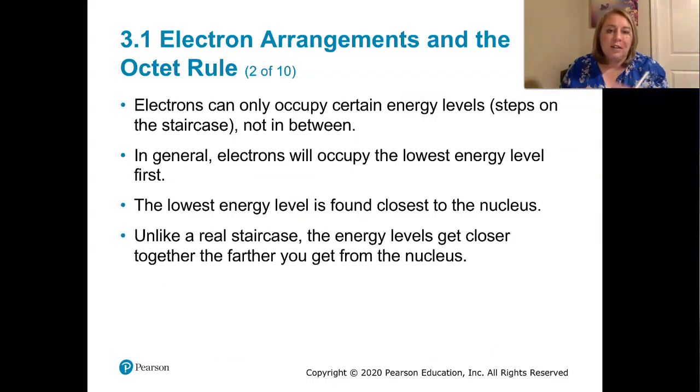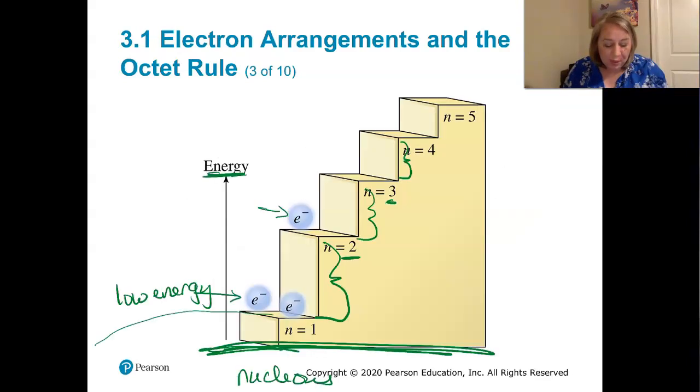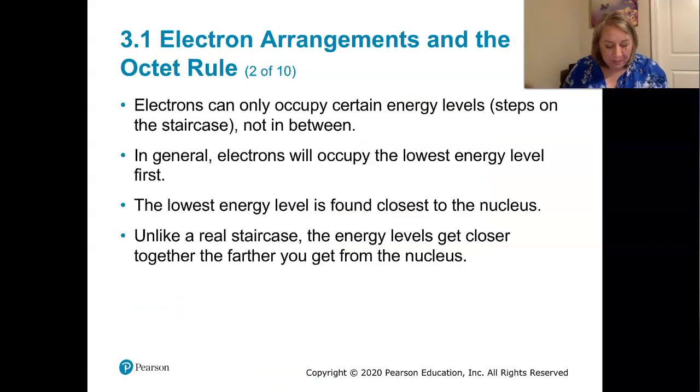So those electrons can occupy only certain energy levels. They can only occupy those steps on the staircase. They can't be in between. And electrons want to occupy those lowest energy levels first. That's why we put them on the first step. Then we moved on to the second step. Okay? And the lowest energy level is found closest to the nucleus.